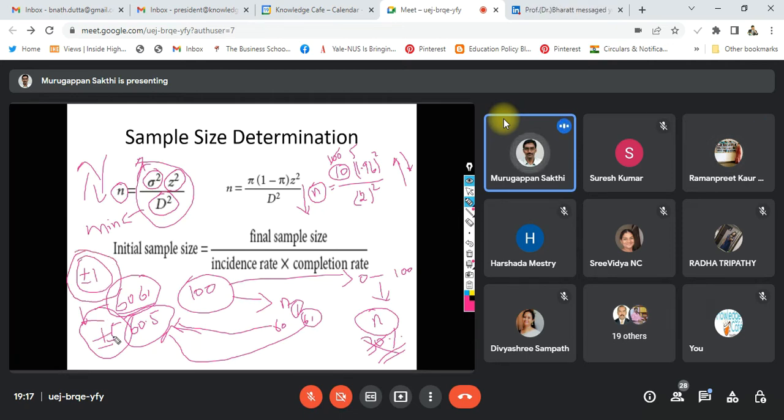Plus or minus 5 is a lesser accuracy. Plus or minus 1 is a more accurate one. If it is more accuracy, the D value will be minimal. If the value is minimal, the numerator is a constant. Imagine what will happen to the N. If the D square value gets lesser and lesser, what will happen to the N? N will come down or N will go up?